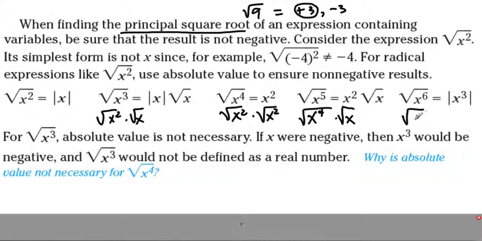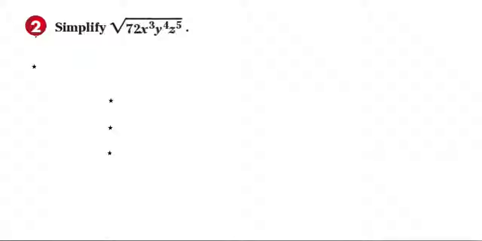Radical x to the fourth times radical x squared. We know that radical x to the fourth is x squared, and this is the absolute value of x. Therefore x squared times the absolute value of x will give you the absolute value of x cubed. And that's how this came about.